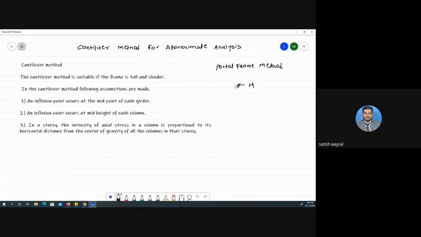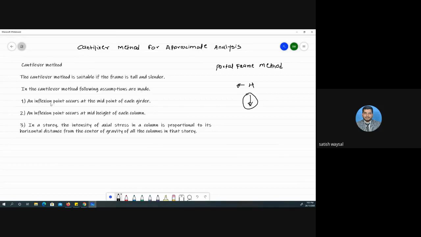But in the cantilever method, first our aim is to find out the vertical forces in a member. Basically here also there are some assumptions made in this method. The cantilever method is suitable if the frame is tall and slender. We already know that a frame has vertical and horizontal members, beams and columns. In the cantilever method, the following assumptions are made.